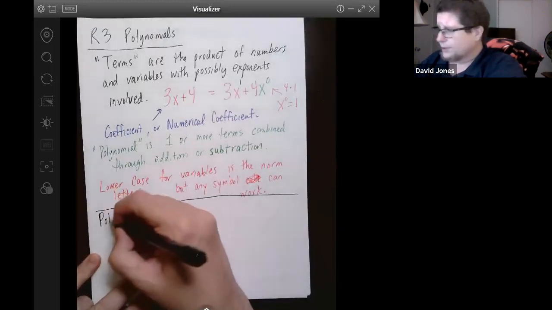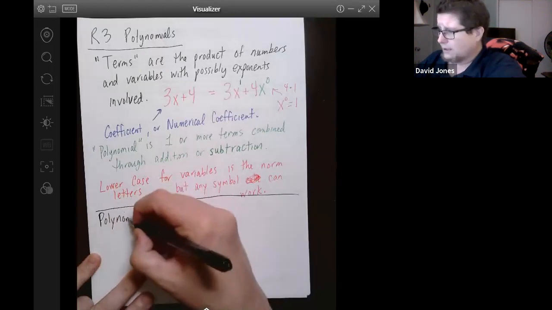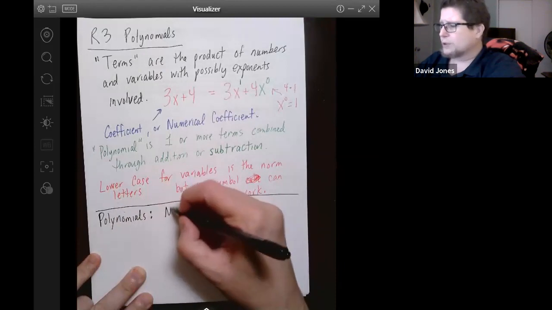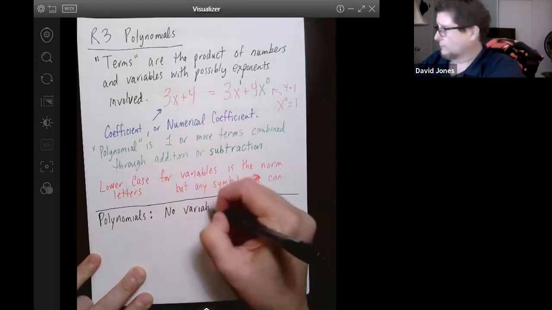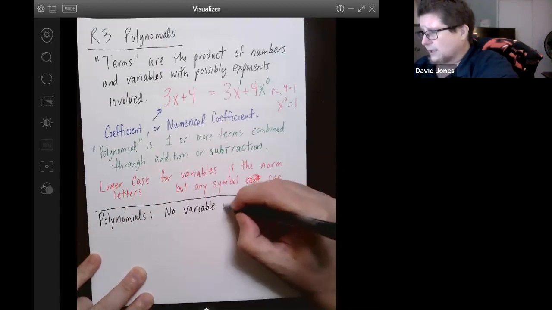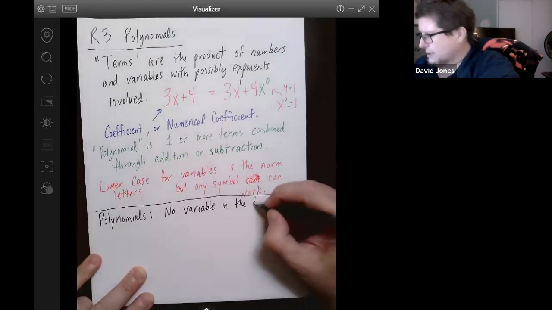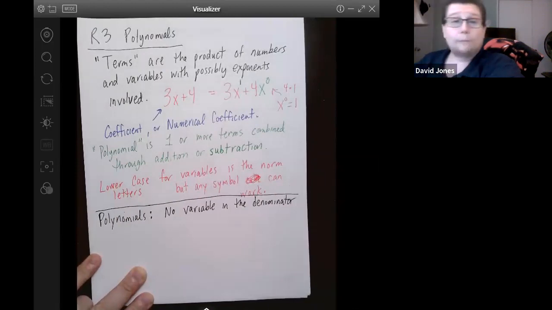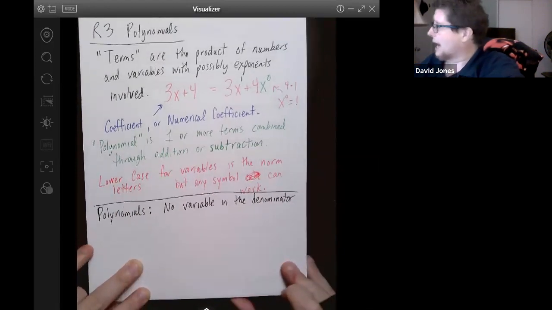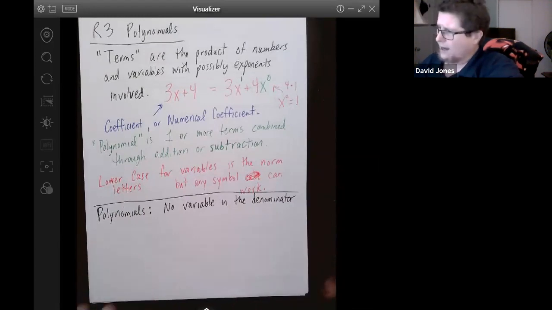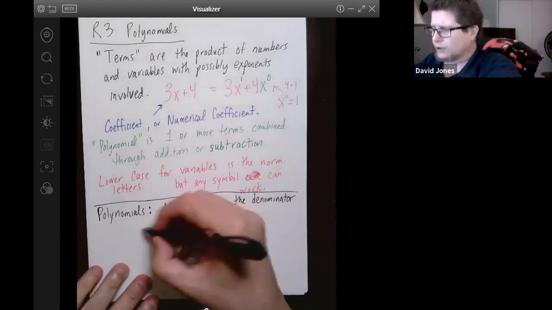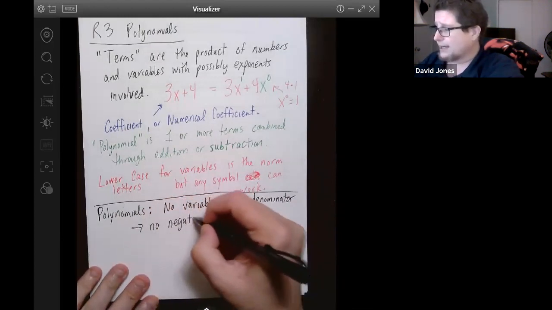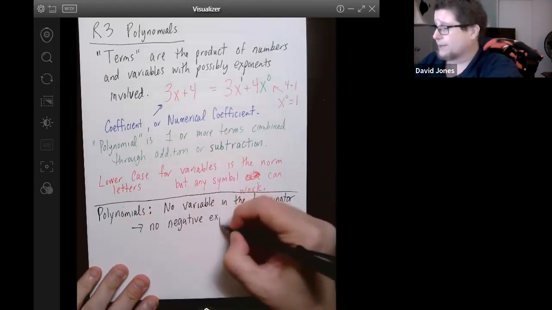So polynomials have no variables in the denominator, or bottom of a fraction. No variable in the denominator also implies no negative exponents. We'll see that negative exponents lead to variables on the bottom in the near future.